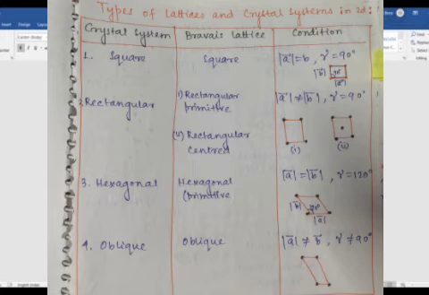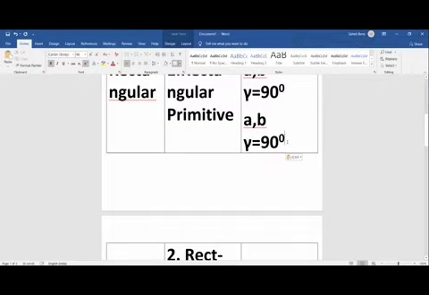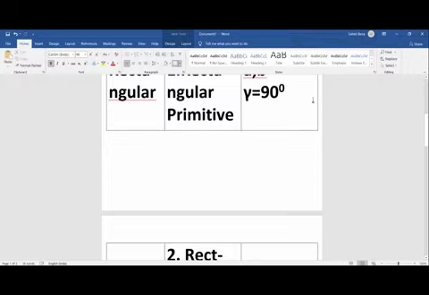Next, what will be the difference? Here in rectangular primitive, just see the figure. There are four points at the corners or vertices of the rectangle. But in rectangular centered, there are four points at the vertices and also a point at the center of the rectangle. The condition is the same for both.